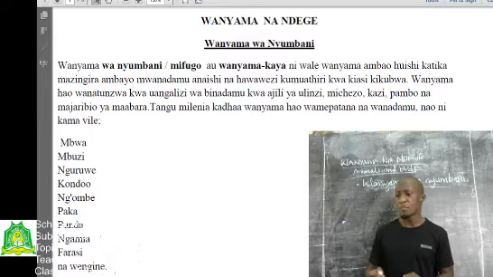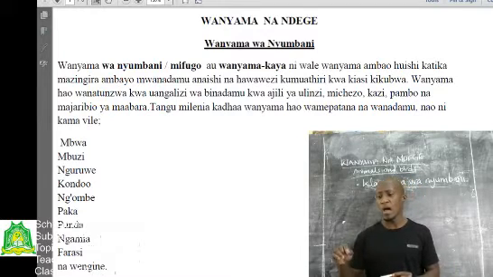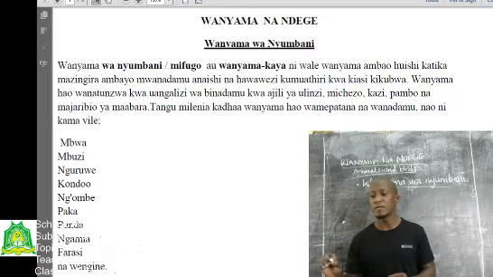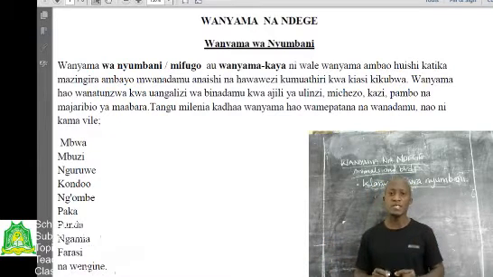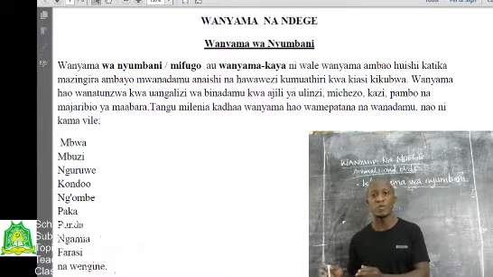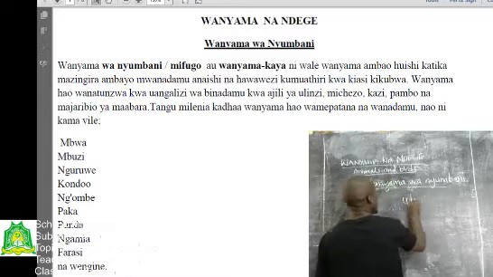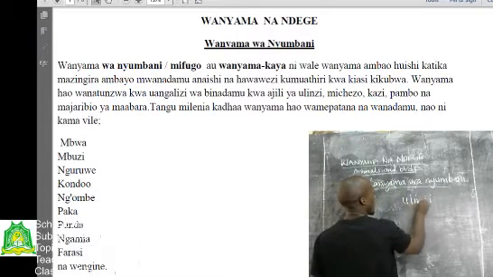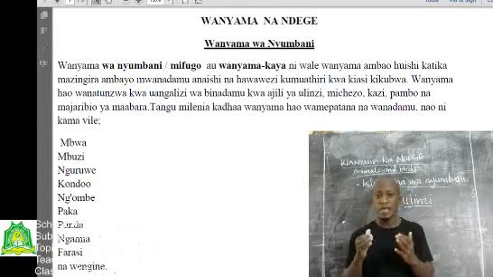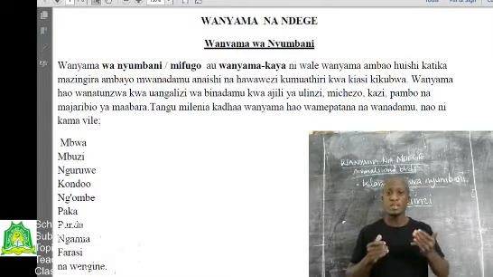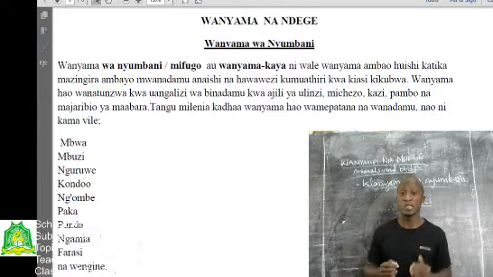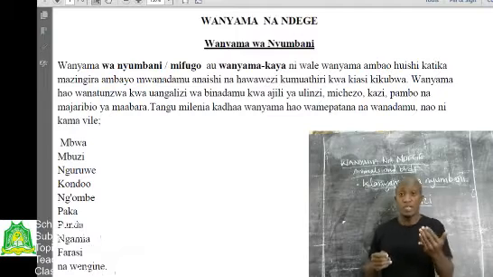They are kept because wanalindwa ama wanatunzwa kwa ajili ya ulinzi. We keep them for purposes of protection. Kwa ajili ya ulinzi. Ulinzi, this word ulinzi, you can see it there in your notes. Ulinzi is a word that means protection. So we keep some of these domestic animals so as to protect us.